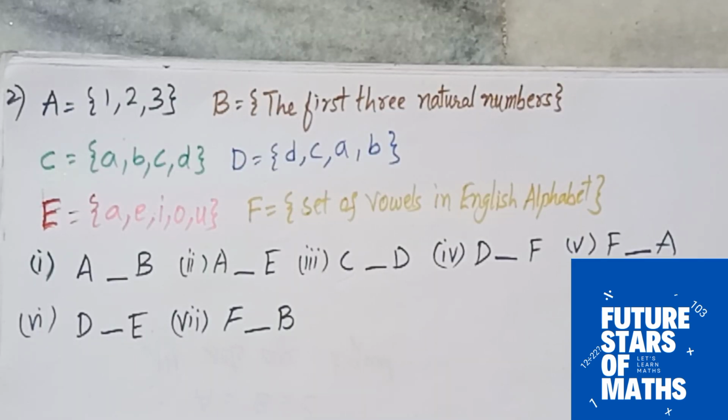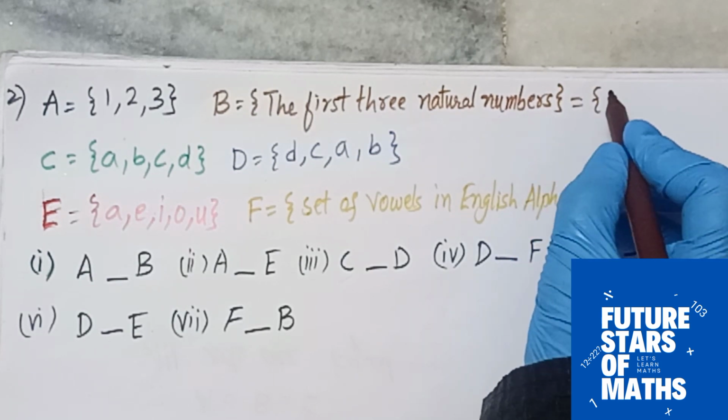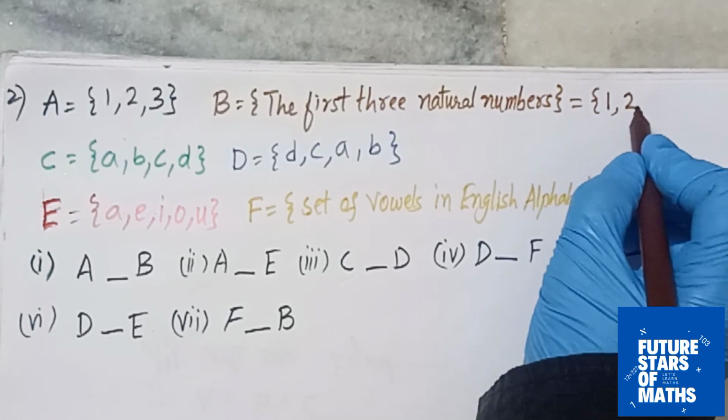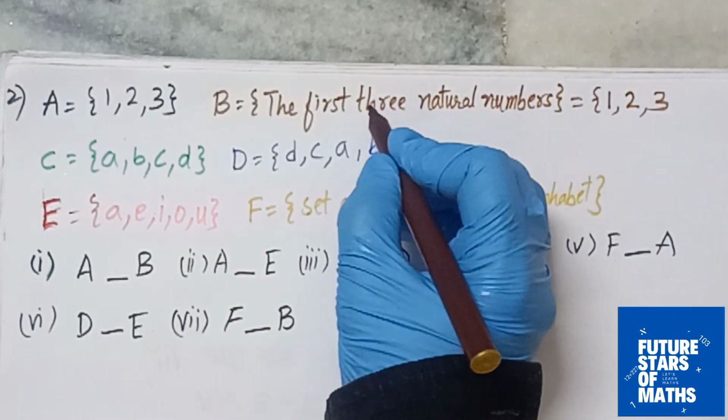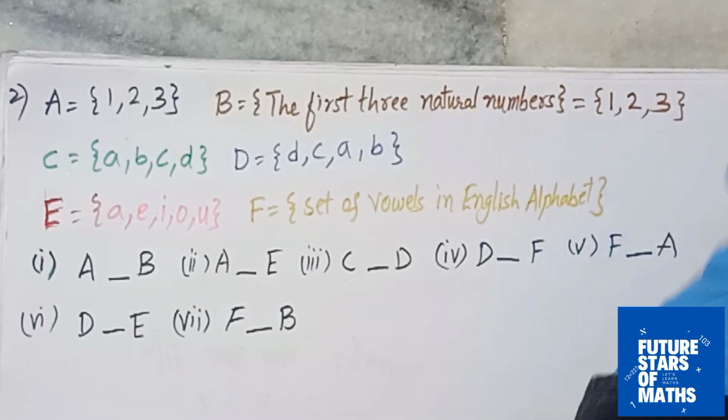Set B is the first three natural numbers. So what are natural numbers, students? The numbers that start from 1. That means 1, the next number will be 2, then 3. Only 3 natural numbers are given, so we wrote the 3 natural numbers here.